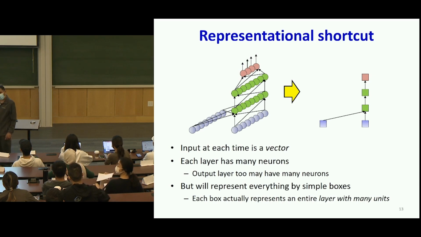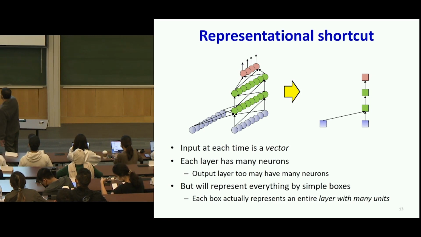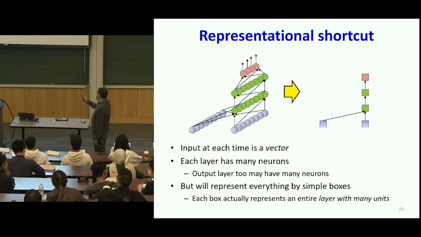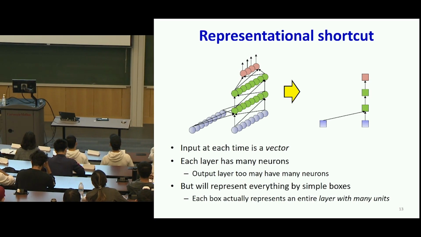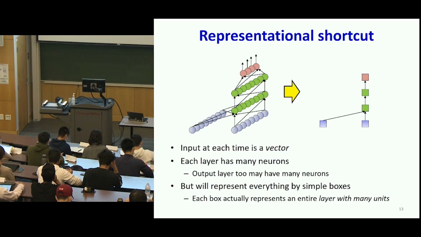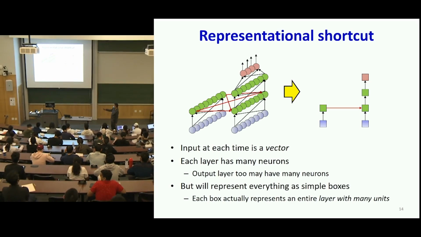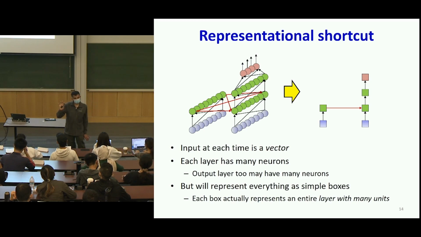When I draw something of this kind, it means that each of these is an entire sequence of units going into the page. Each of these boxes is also a sequence of units going into the page. So is this one on top. Every arrow is a complete set of connections from the input to the output. This is a full set of connections from every unit here to every unit here. One full set of connections from every unit here to every unit here. Or just to drive the point home, if you had a network of this kind, this is how I'm going to draw it. Everyone clear with the picture?